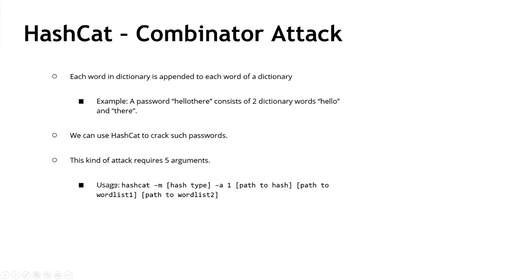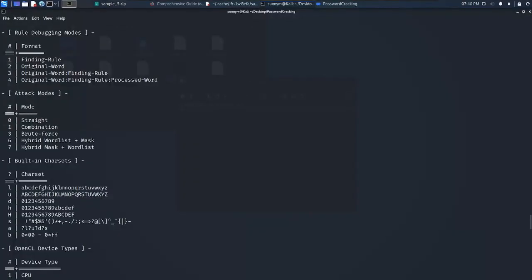So how does this work? Usage is pretty simple. Just like the basic usage, we type in the word hashcat, the hash type, and the attack mode. In this case, we're using the combinator attack, so it would be number one, then the path to the hash, path to word list one, and path to word list two. Let's see a quick example here.